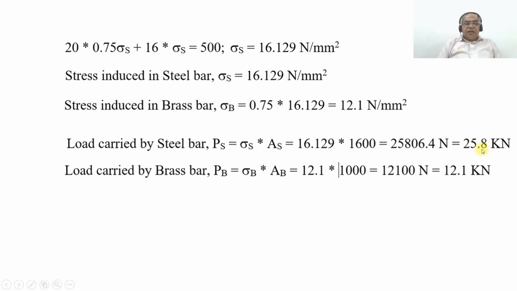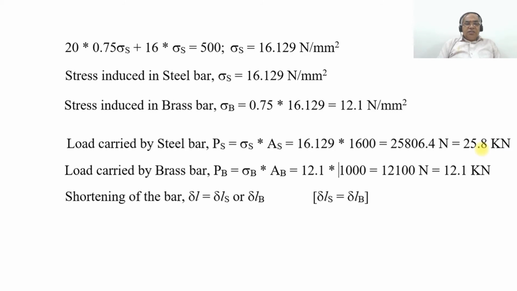Similarly, load carried by the brass bar, which is PB, is equal to sigma B into AB. So it will be 12.1 into 1000. Area of cross section of the brass bar is 1000. So that will be equal to 12,100 Newton. So it will be equal to 12.1 kilonewton.